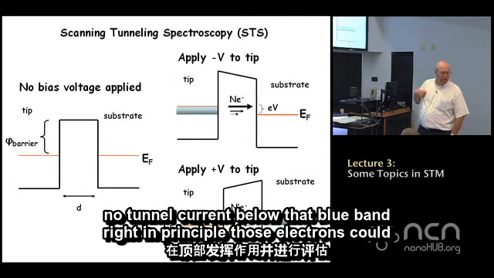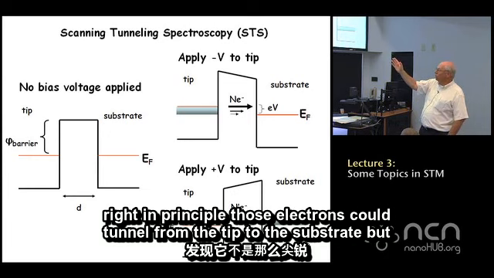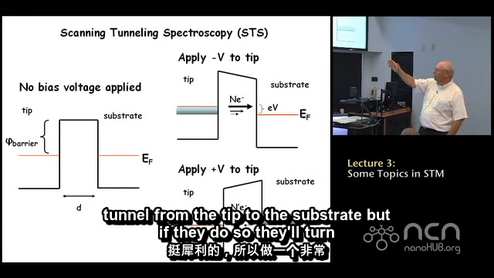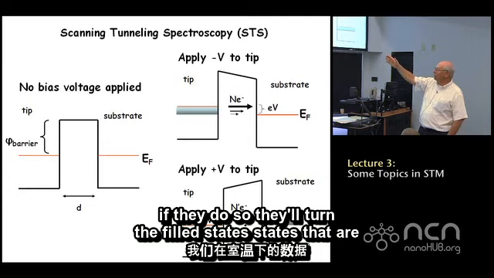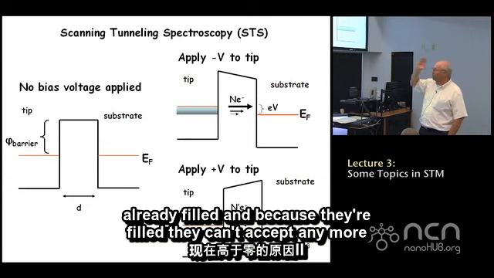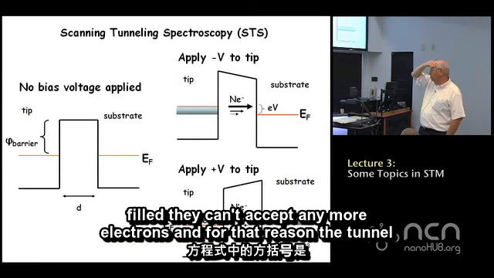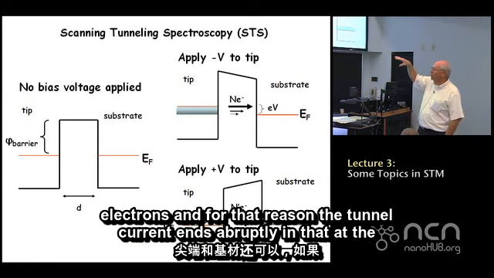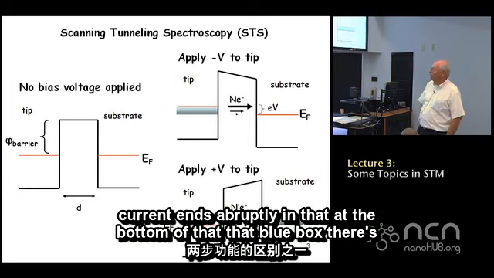Right? In principle, those electrons could tunnel from the tip to the substrate, but if they do so, they'll tunnel into states that are already filled. And because they're filled, they can't accept any more electrons. And for that reason, the tunnel current ends abruptly at the bottom of that blue box.